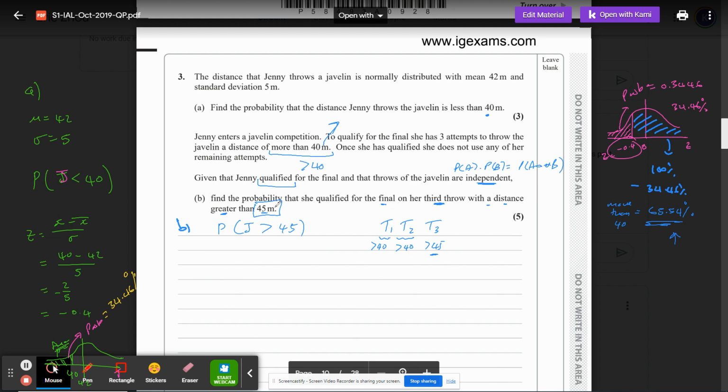And it says with a distance of greater than 40. Are they talking about the average of the three throws, or are they talking about the third throw only being greater than 45? The third one only. All right. Okay.